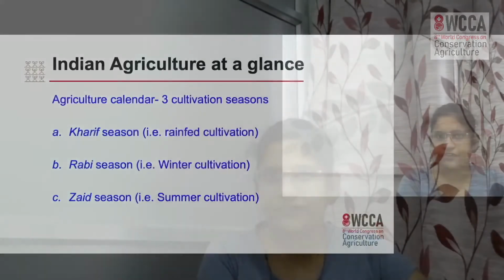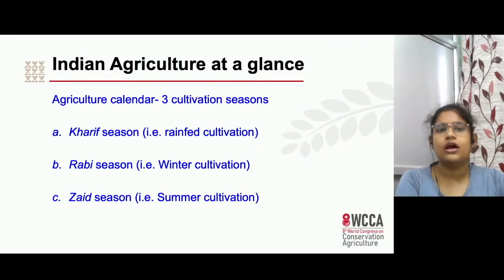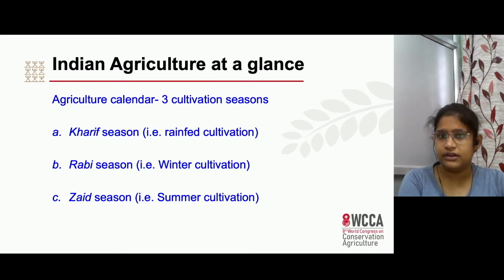India. So India is basically an agrarian country, and agriculture contributes largely to India's GDP. The agriculture in India has 3 seasons. One is the Kharif season, that is the rainfed cultivation, second is the Rabi season or the winter cultivation, and the third is the Zaid season or the summer cultivation.